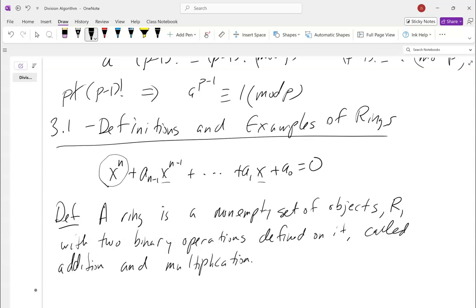But if I want to solve the equation 3x plus 1 equals 7, I absolutely need to be able to subtract that 1 to the other side, for the addition part. So inverses we require for addition, but don't necessarily require for multiplication. Now to my cute story.